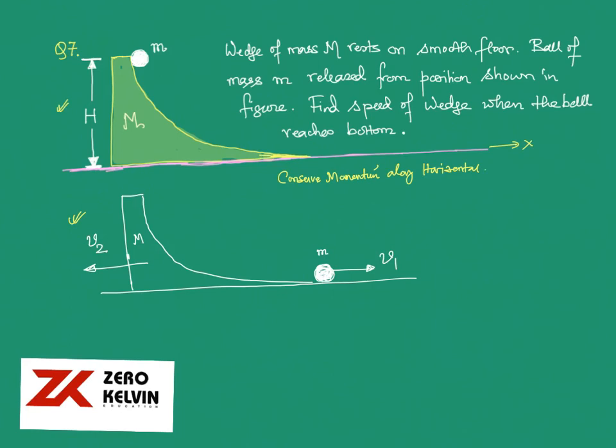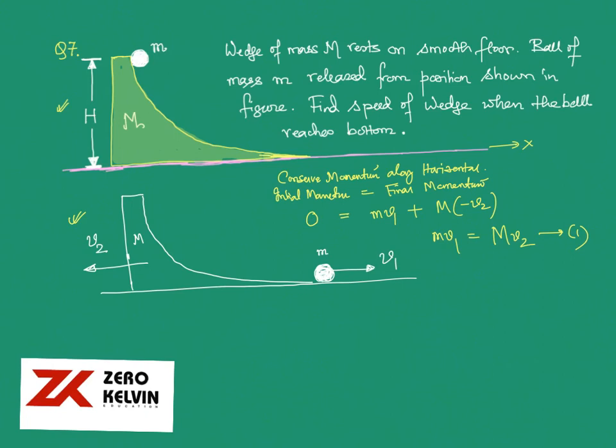So initial momentum equal to final momentum, all along the x-axis or horizontal direction. Initially all were at rest, so 0. Final momentum is m into v1 plus M into minus v2. v2 is a magnitude, but it is chosen towards the negative direction. So I can write finally m v1 equal to capital M times v2. Let's name this equation 1.